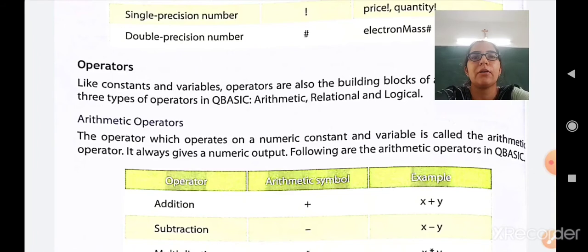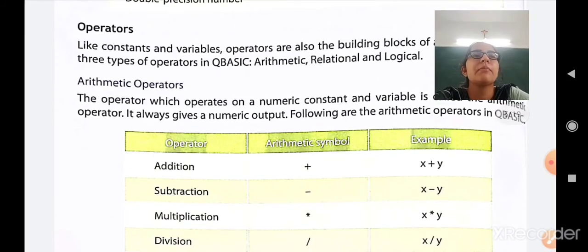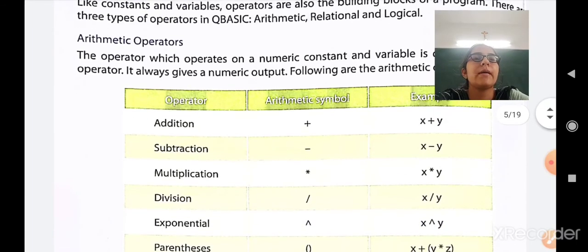First is the arithmetic operator. The operators which operate on numeric constants and variables are called arithmetic operators. It means they are used to perform arithmetic operations on a numeric constant or variable. Okay, it always gives you a numeric output. It means the answer will always be in numbers because they are arithmetic operators. Let us see all the arithmetic operators.